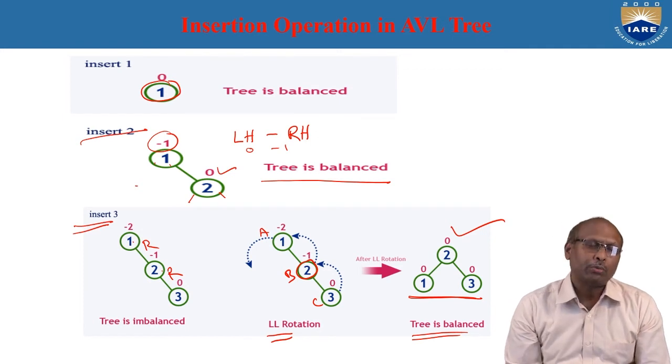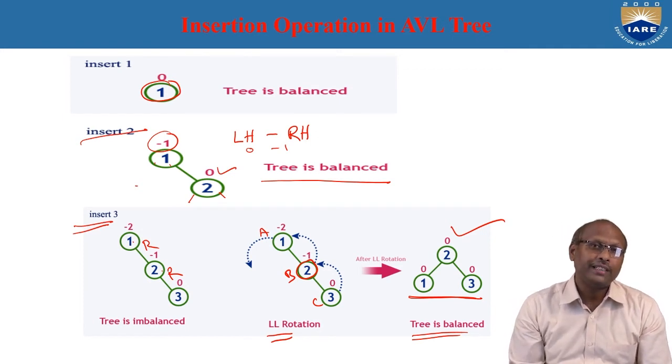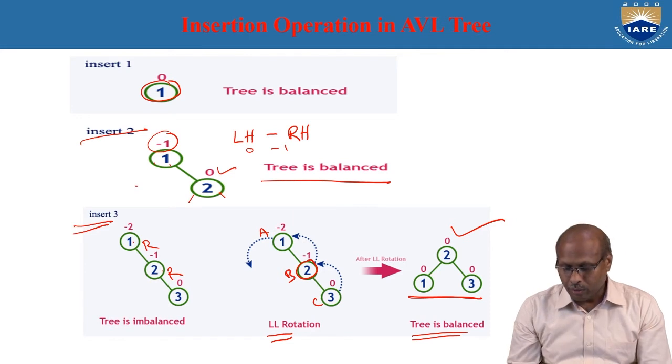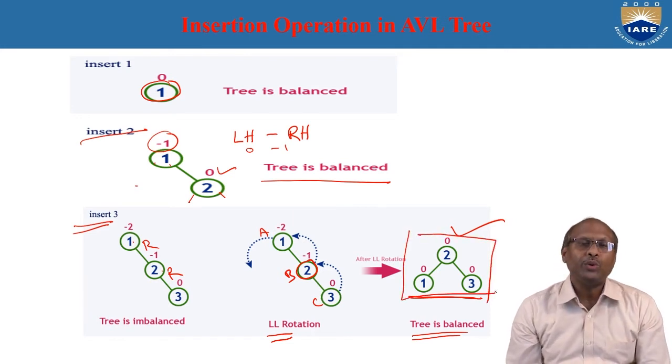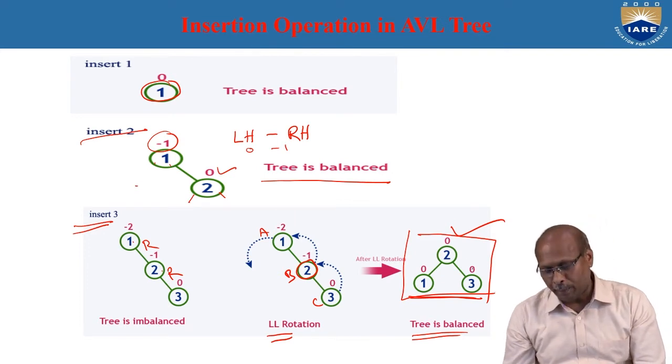So that means you have inserted up to 3. I told you to insert up to 8. Now next is 4. Now where do you have to insert 4? Because this is the final tree, in this tree you have to insert 4. So when you are inserting 4, what will happen?